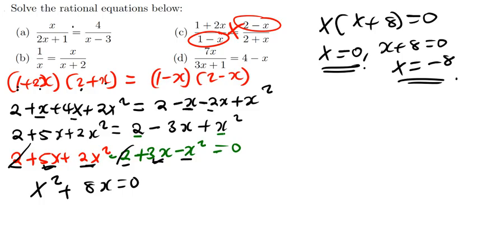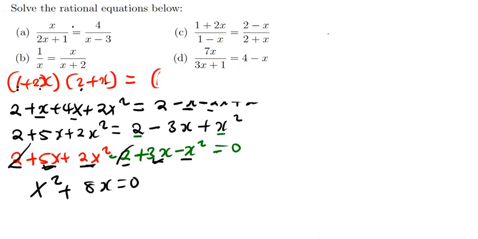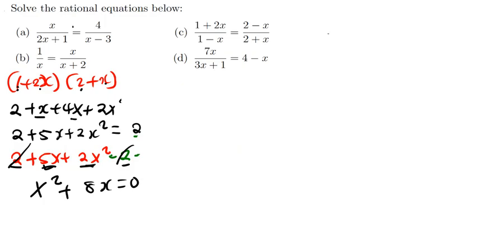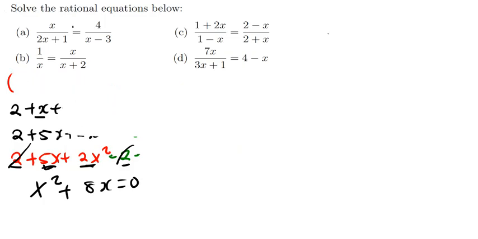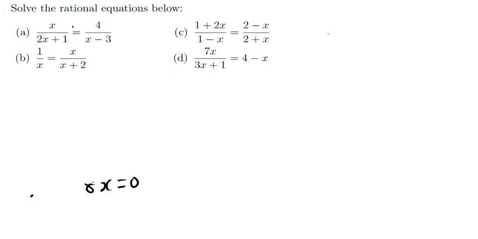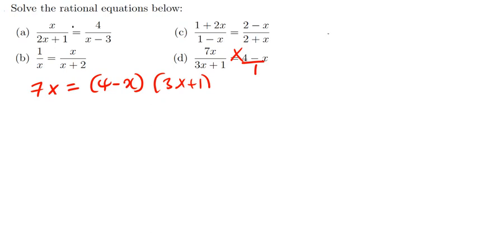Now guys, what I want you to do is very simple. I want you to go ahead and solve this one. So solve part D. This one is the same. Here there is divided by 1. So what you are going to do is you are going to cross multiply still. So you are going to have 7x is going to be equal to 4 minus x, you put them in brackets, then 3x plus 1. So now you expand this and find the answer.